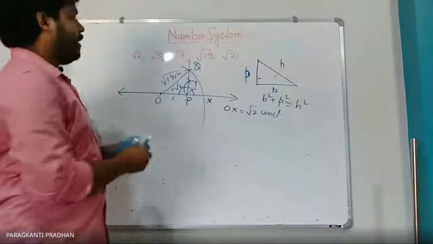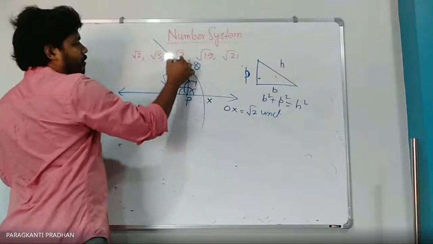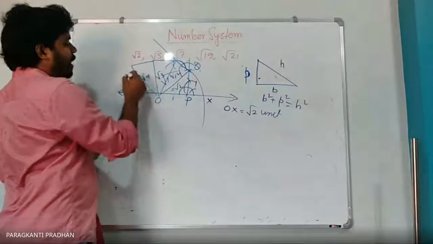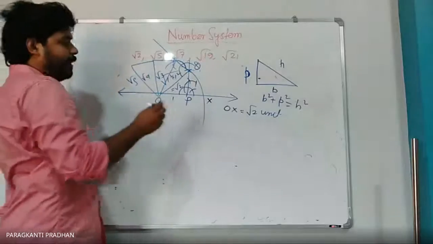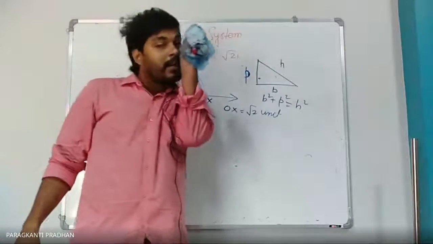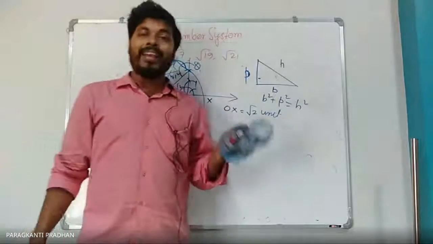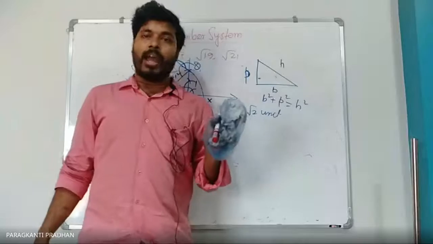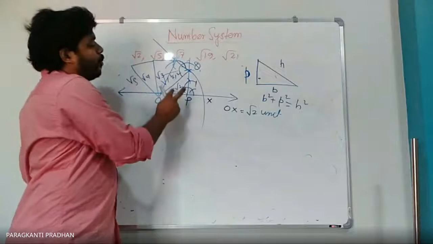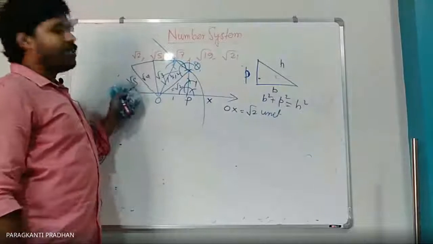For root 5, if you take another 1 from this point and join, this will be root 3, again root 4, again root 5, and after doing this you get a spiral form. This form looks like a spiral. I will do some problems on spiral roots, how to represent the spiral root, later on. Now just listen: root 2, then root 3, then root 4, then root 5. We get the representation of root 5.